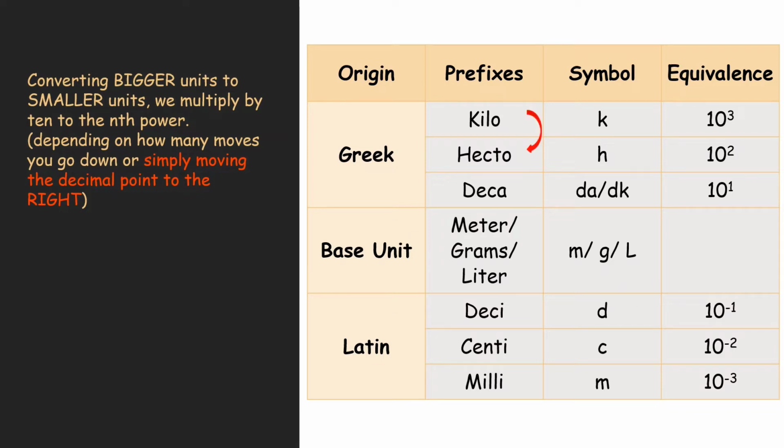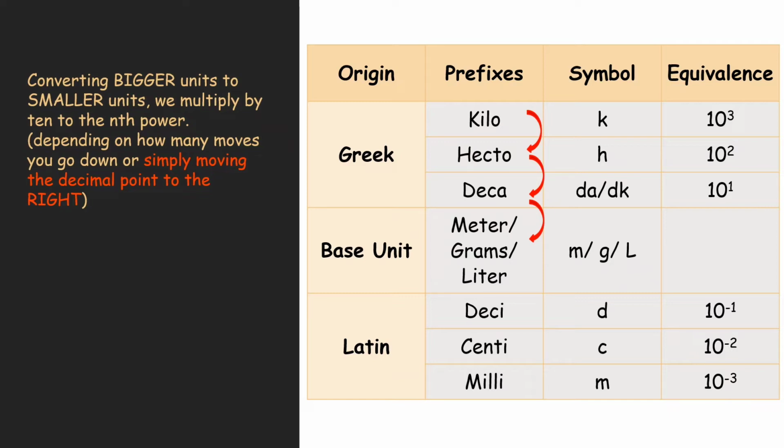So since we have kilo going to meters, and we're using this table, we're going to move the arrow down. Okay, so we have 3 movements going down. That's why 1 kilometer is equivalent to 1,000 meters.